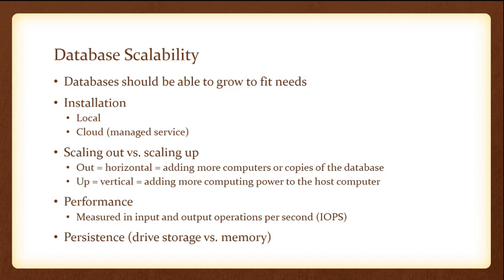Now, scaling up is considered vertical, makes sense, going up vertical. That's when you're adding more computer power to the actual host computer. If you have one computer and you want to make it more powerful, you're going to put in more RAM. You're going to put in a faster hard drive, maybe an SSD hard drive. You're going to put in a faster CPU chip. Whatever you need to do to that computer, you are making it more powerful. That is scaling up.